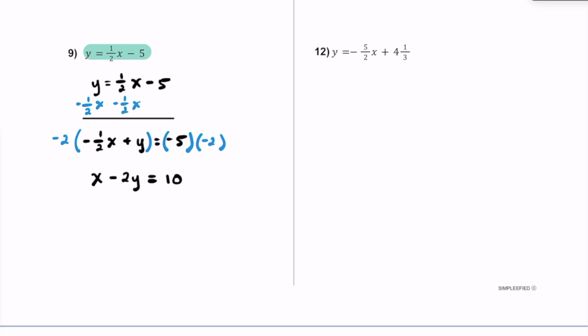So we have the standard form equation now, but we also have it written in a nice form here where a is a positive integer. This would be that slope-intercept form equation written in standard form. All right, let's try another one.